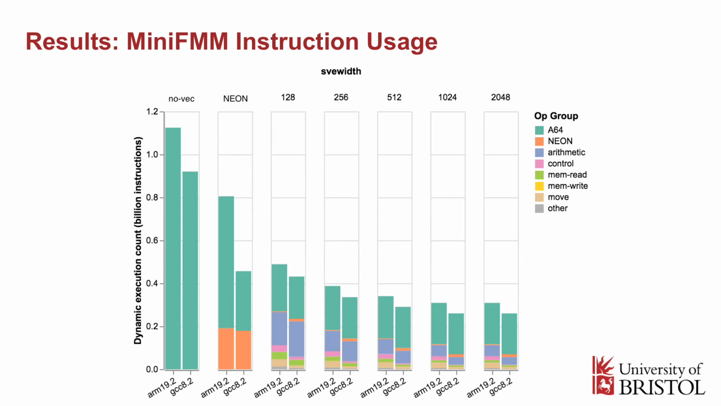Looking at the dynamic instruction count for MiniFmm provided a first hint at the issue. Vectorization does decrease the total instruction count up to 512 bits, but using larger vectors brings little benefit. Vector code is still being run at all lengths, but the number of instructions was very similar at 1024 and 2048 bits compared to 512 bits. This happened because even though wider registers were available, they were not being filled with useful data, and many of the lanes were masked out.